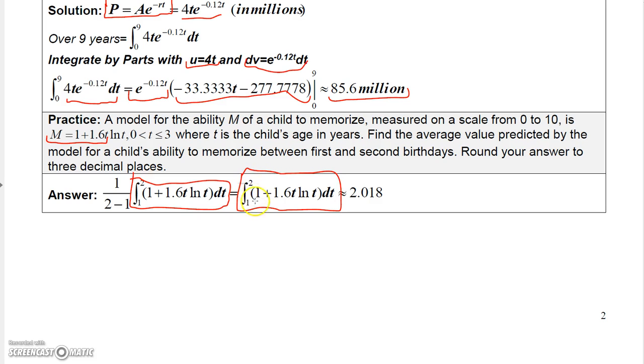And you're okay on the 1. The 1's easy. But to evaluate the second part of this integral, you're going to have to use integration by parts. So you can take that separately somewhere on scratch paper and evaluate that second integral by using integration by parts. And then evaluate it from 1 to 2 using the fundamental theorem of calculus, and you'll get 2.018. So hopefully you can fill in the pieces there that I left out and finish that problem.